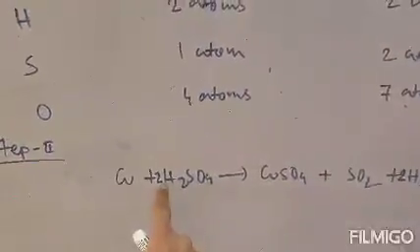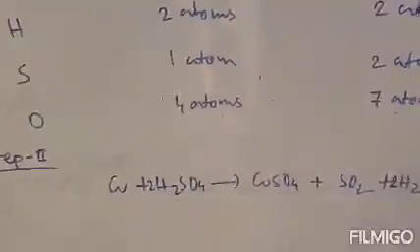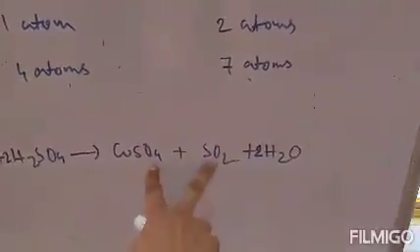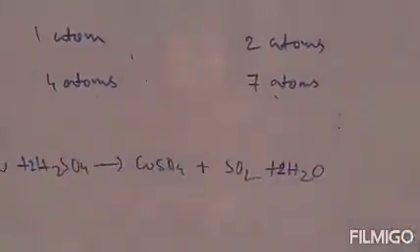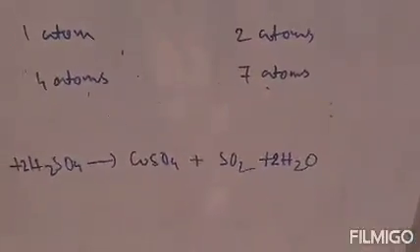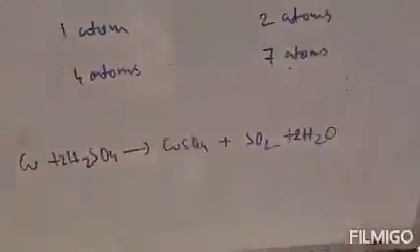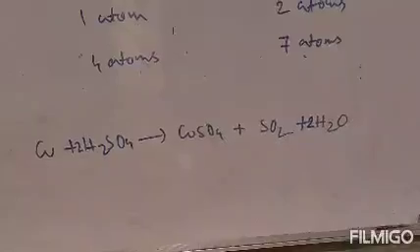That means 4 into 2, 8. That means 8 oxygen atoms are in the reactant side. Count the number of atoms in product side. 4 2s are 6, 6 1s are 7. Therefore 1 oxygen atom is short. Therefore oxygen needs to be balanced.